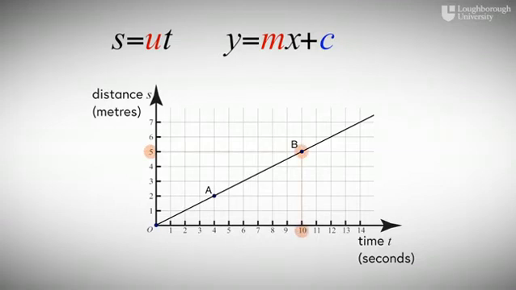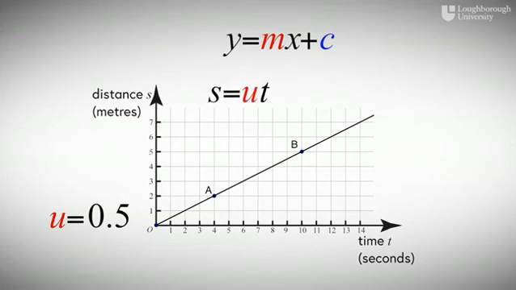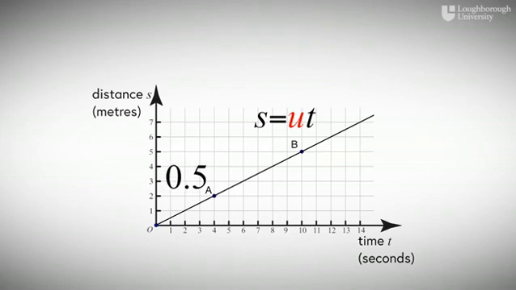We can discover other information from the graph. After 1 second, the distance travelled is half a meter. In other words, the speed, which remember is constant, is half a meter per second. So you see a distance time graph can capture more useful information in addition to just distance and time. For this graph, u equals a half. And so the equation of this line is s equals a half t.